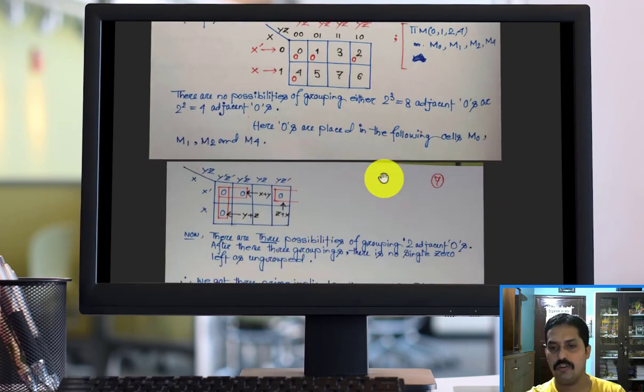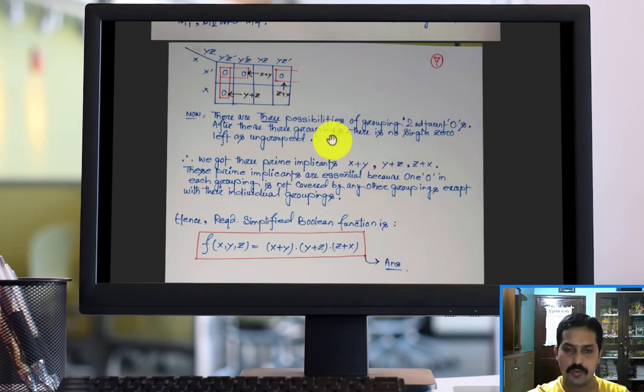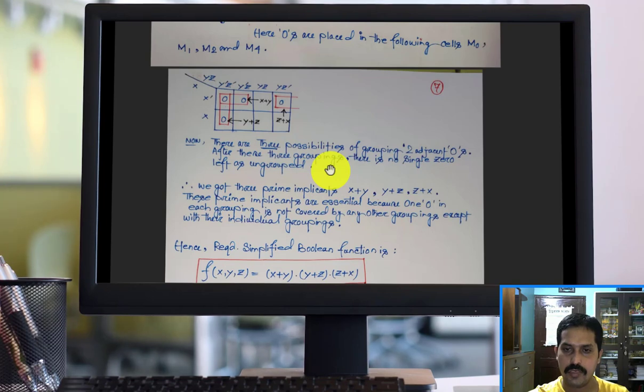So this is all about the Karnaugh method. You have to do these two problems again and again.